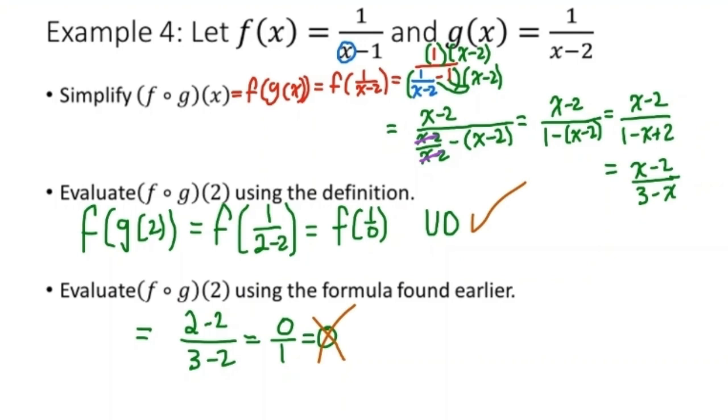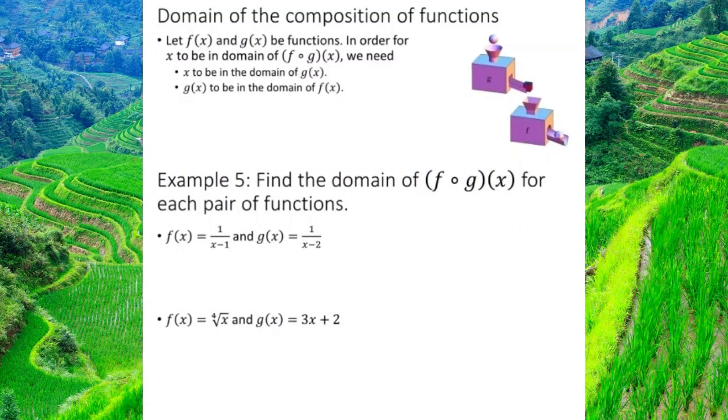We have to pay very close attention to what we're allowed to plug into the function, because when we manipulate that function, it may not be obvious as to what we can and cannot plug in. In order to figure out when it's appropriate to use the formula of the composition to evaluate our composition at specific values, we need to understand how to find the domain of the composition. In other words, what are we actually allowed to plug into the composition?